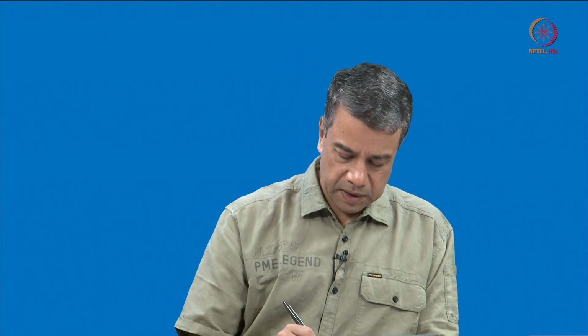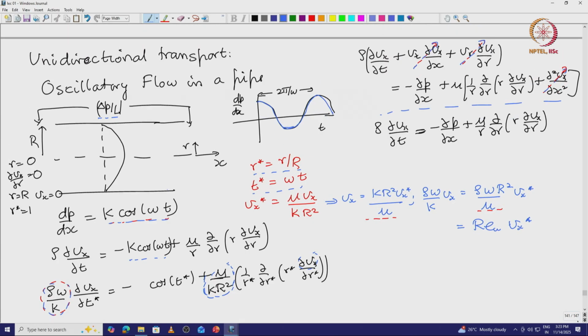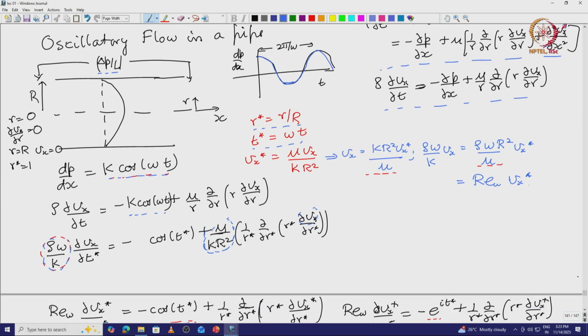In the last lecture, we were examining the oscillatory flow in a pipe driven by an oscillatory pressure gradient, dP/dx, which is k cos omega t. And we had written down the momentum conservation equation in the x direction, which contained the unsteady term on the left, the pressure gradient, and the viscous term on the right.